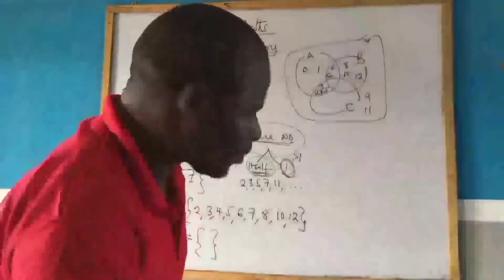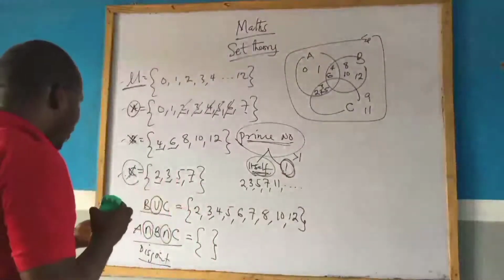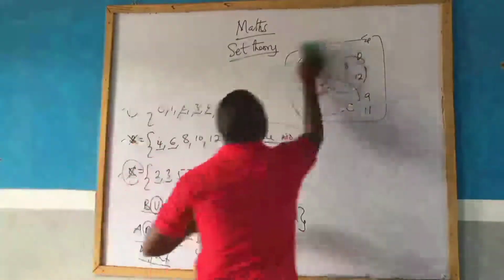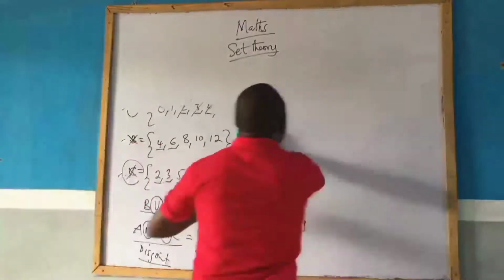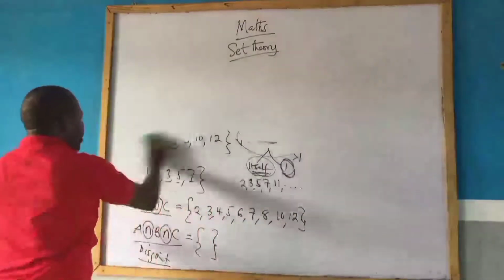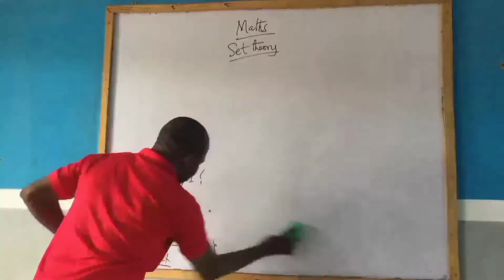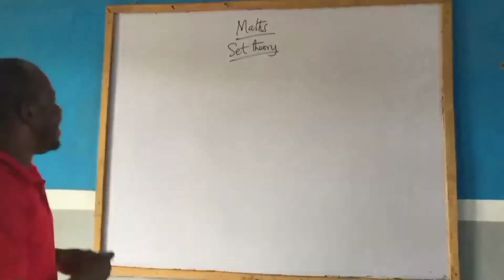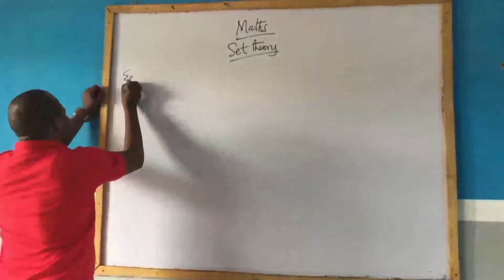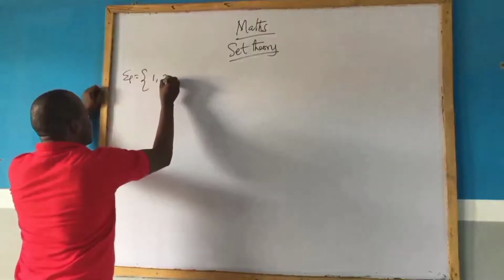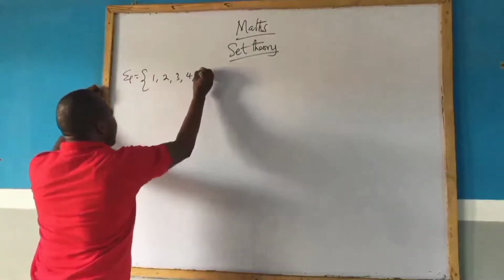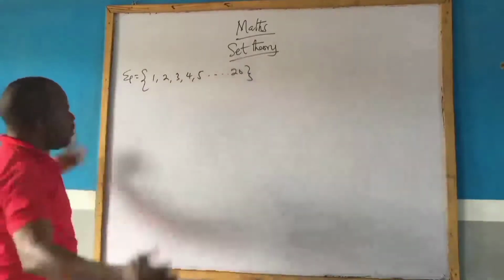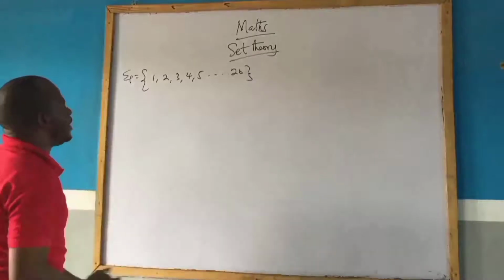Like I told you, every mathematical problem has a mathematical solution. So we will see the mathematical solution to the problem I just read out. Now, we were told in the question that the universal set is 1 to 20. So you have universal set 1, 2, 3, 4, 5, up to 20. You can decide to list it out, but it's just a long list of numbers.